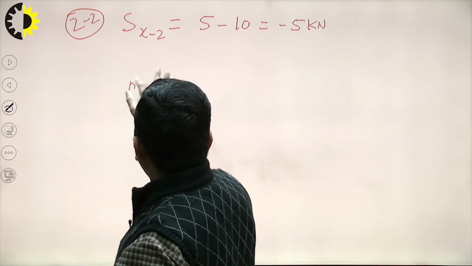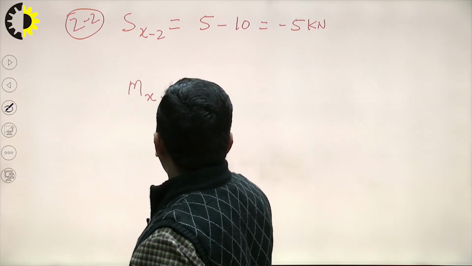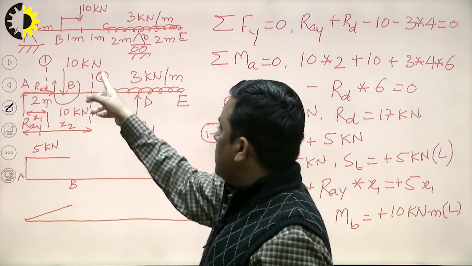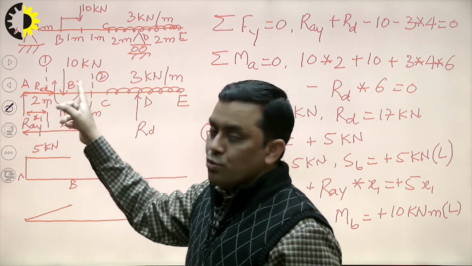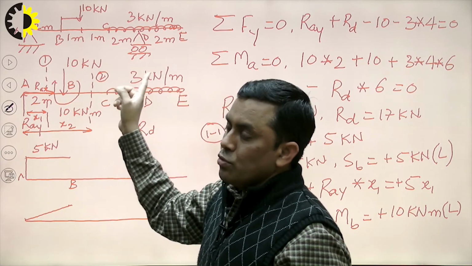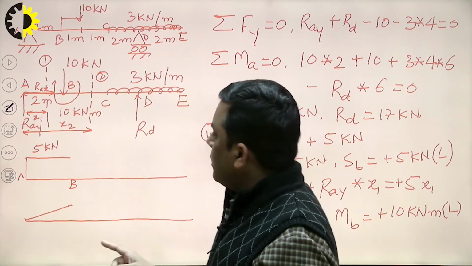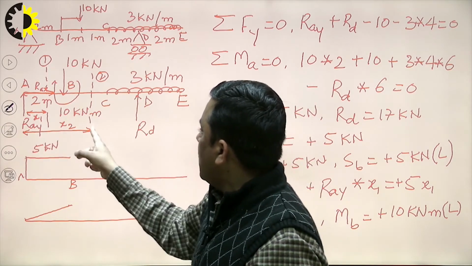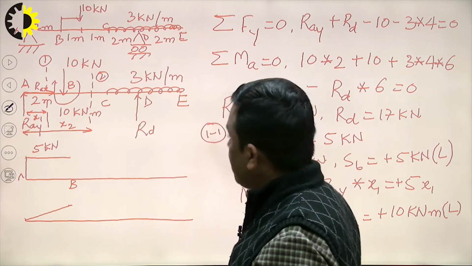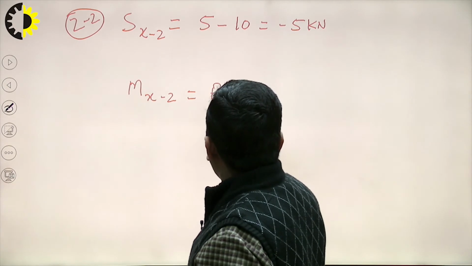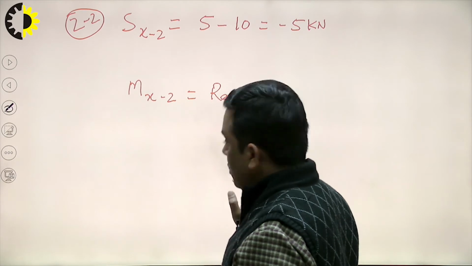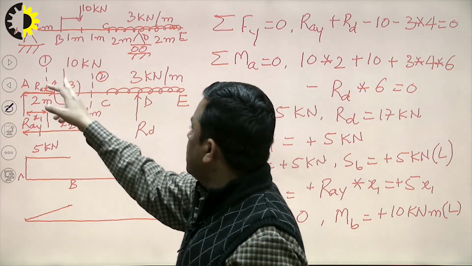Similarly, I can go for the bending moment equation. It is the algebraic sum of all the moments either side of the section plane. On the left side of the section plane there are two forces, RAY and 10 kilonewton. So there will be moments also. Because of RAY, the moment is RAY into x2, and the tendency of rotation will be clockwise, so it will be taken as positive. So, RAY into x2. Another force is 10 kilonewton.